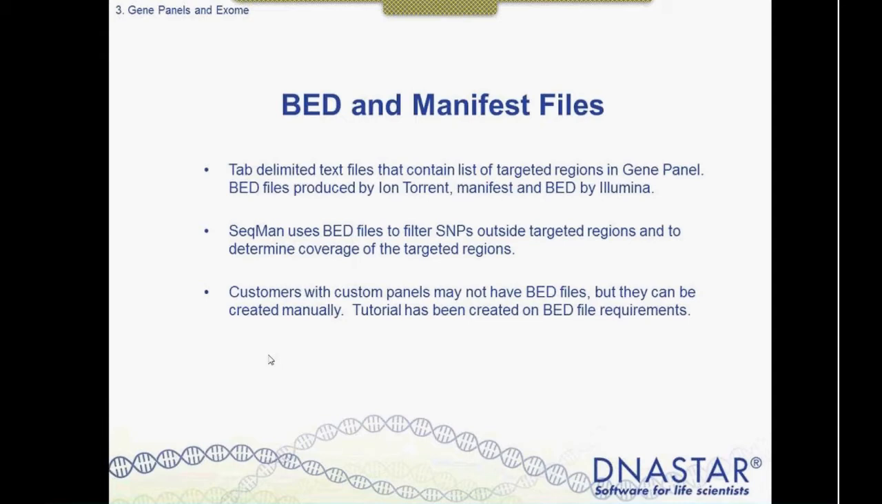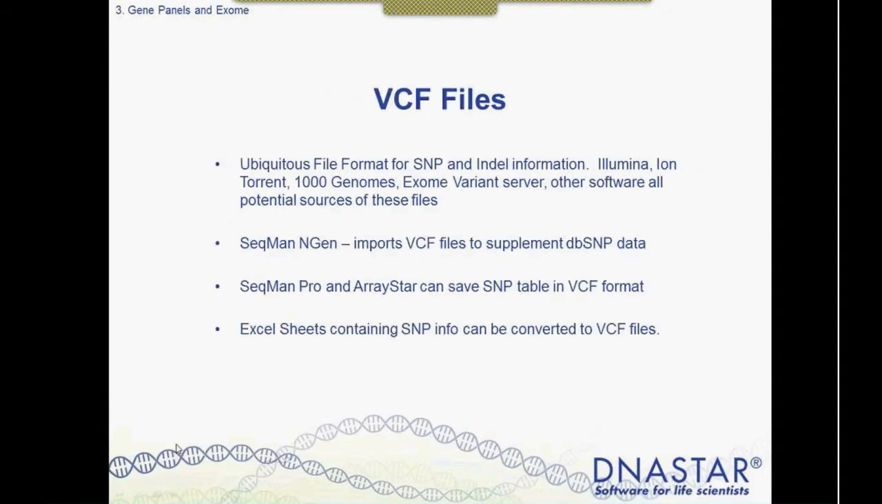And our software uses them in a very important way, and that's you can use the BED file as a filter to separate variant calls that fall outside of the intended areas. So in these panels, it's common to have sequences align outside those areas. Customers that have custom panels might not have a BED file. You just may have a list of genes or exon targets in an Excel sheet. It is possible to create a BED file out of an Excel sheet. So that's something that we can certainly help you with.